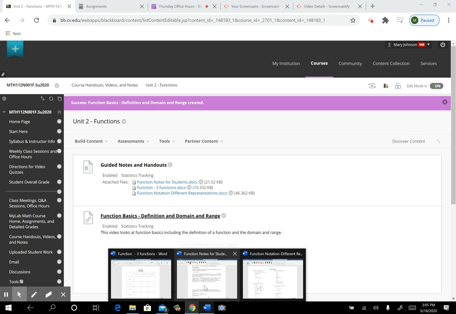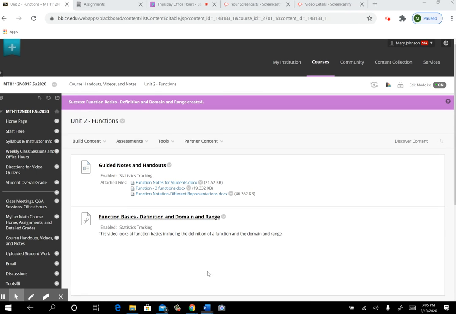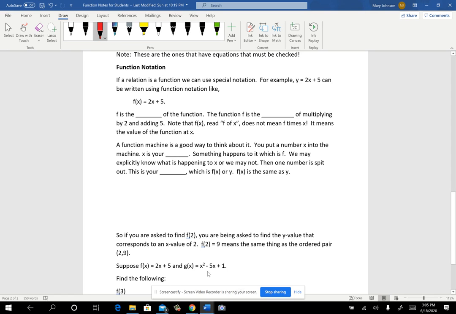Okay, in this video, we're going to pick up where we left off. We're still looking at function basics, but now I'm looking at function notation. If we know something is a function, then we can use a special notation. Like y equals 2x plus 5, that would be a line that would look something like this. It would pass the vertical line test. It's clearly a function.